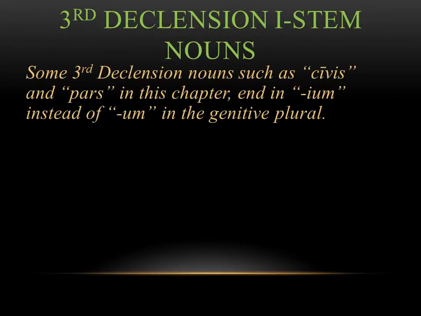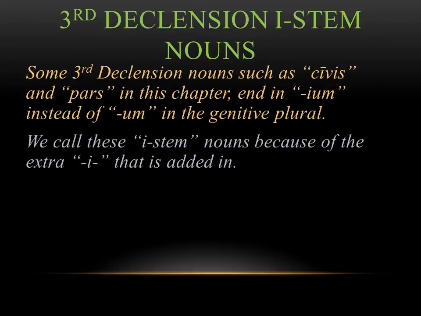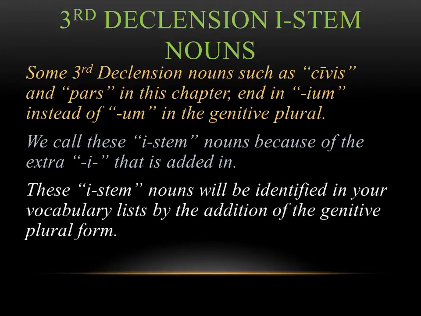So just a quick review. Some third declension nouns, such as civis and pars in this chapter, are going to end in ium instead of um in the genitive plural. These are what we call I stem nouns. And again, it's because of that extra I that's added in. It's literally added on to the base or the stem of the noun. These I stem nouns will be identified in your vocabulary lists. And what's going to happen is in the list, it will give you the genitive plural, and you'll notice the ium in that genitive plural. That's the book's way of telling you this is an I stem noun.